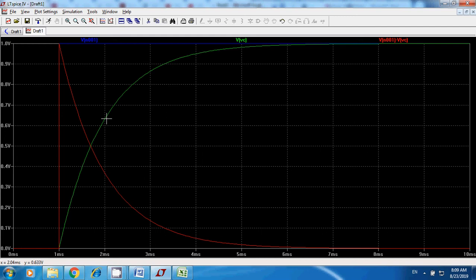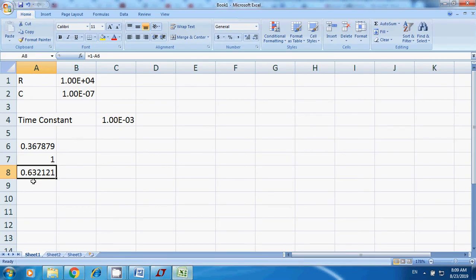Oh, I see. Because you switch on at 1 millisecond. Sorry about that. So you have it at 2 milliseconds. That means it takes about 1 millisecond to reach the voltage of 0.63 of 1 volt. So it's exactly the same as from the calculation. The time constant equals R multiplied by C. Okay, hopefully it doesn't confuse you. Just follow that again.